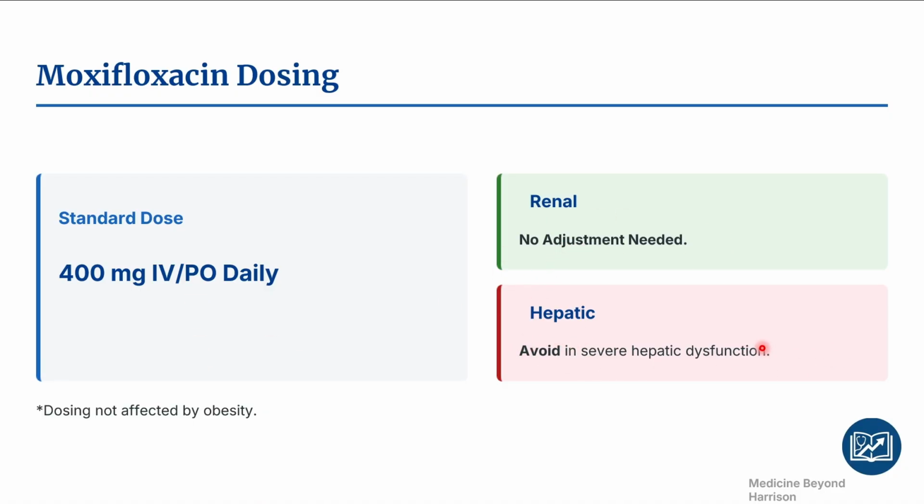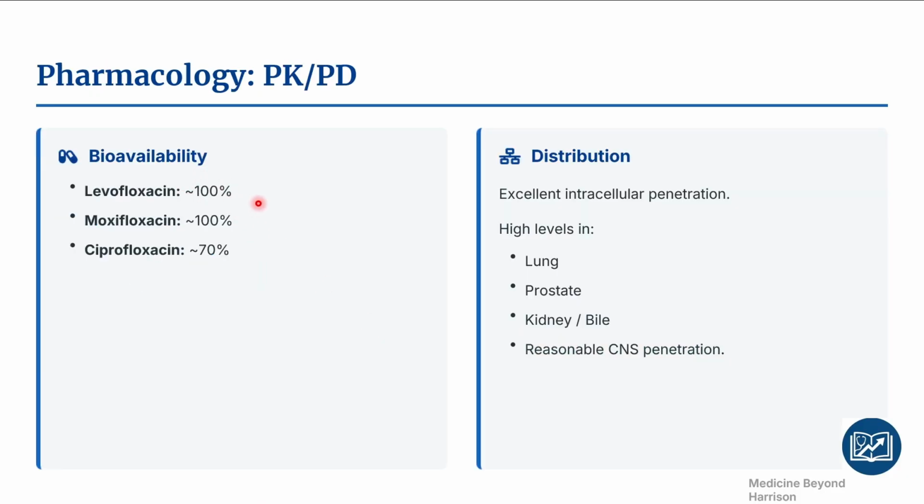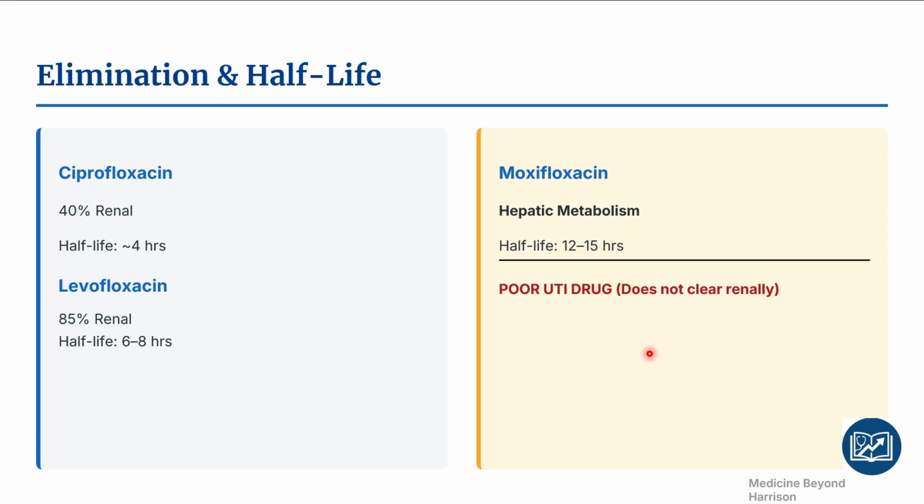Avoid in hepatic dysfunction. When severe hepatic dysfunction is there, avoid moxifloxacin. The dosage is not affected by obesity either. Pharmacologically, levofloxacin and moxifloxacin are 100% bioavailable, whereas ciprofloxacin has 70% bioavailability. Excellent intracellular penetration, high levels in lung, prostate, kidney, bile, and reasonable CNS penetration is also there. Elimination: ciprofloxacin is 40% renally eliminated and half-life is around only 4 hours. Levofloxacin is 85% renal elimination with a half-life of 6 to 8 hours. Moxifloxacin is hepatic metabolism, half-life of 12 to 15 hours. It's a poor UTI drug, does not clear renally. Moxifloxacin alone has hepatic metabolism; the other two have renal route of elimination.